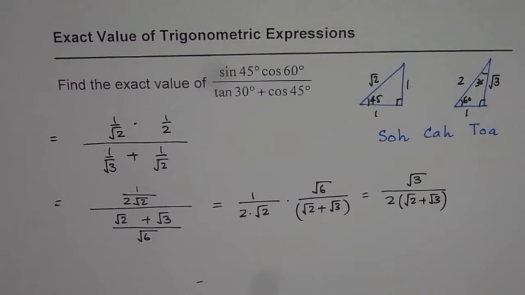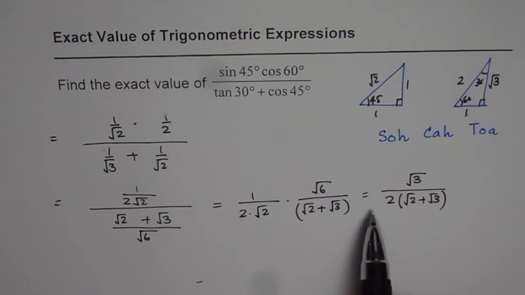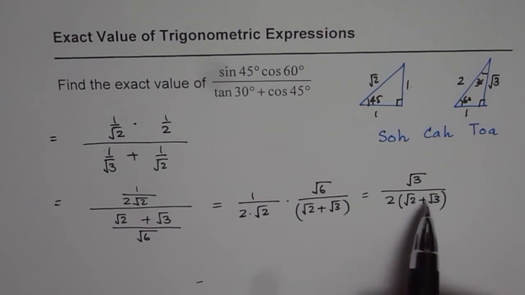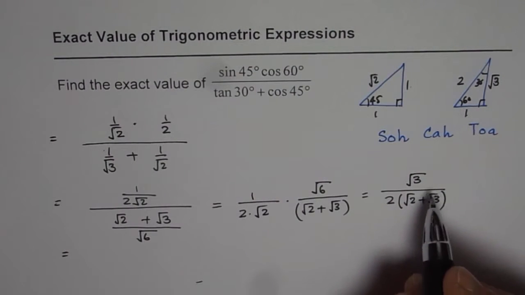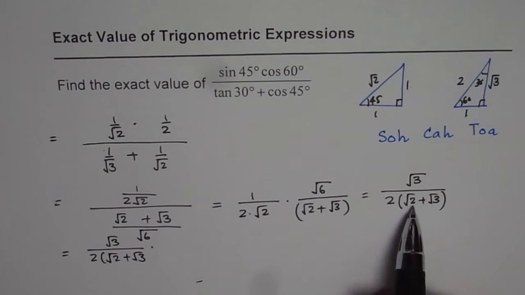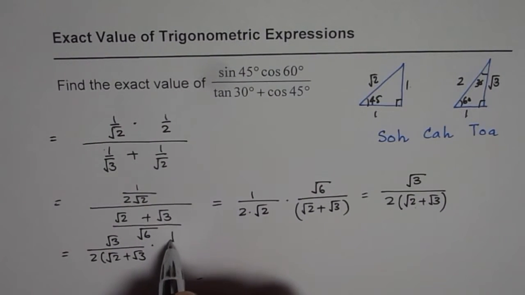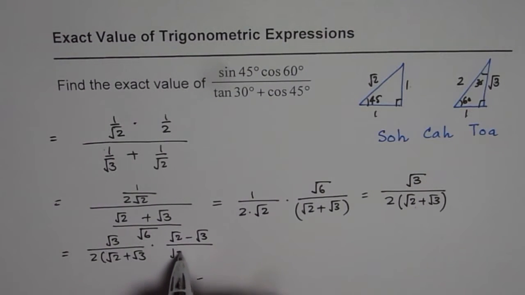But at times you may be required to rationalize it, right? So some students may not be doing it, but let me rationalize and show you the answer after simplifying. So this is square root of 3 over 2 within brackets square root 2 plus square root 3. Rationalizing means multiply and divide by the conjugate of this term, which is square root 2 minus square root 3. So divide by square root 2 minus square root 3.